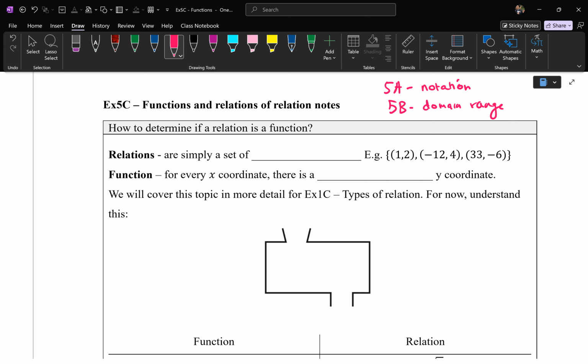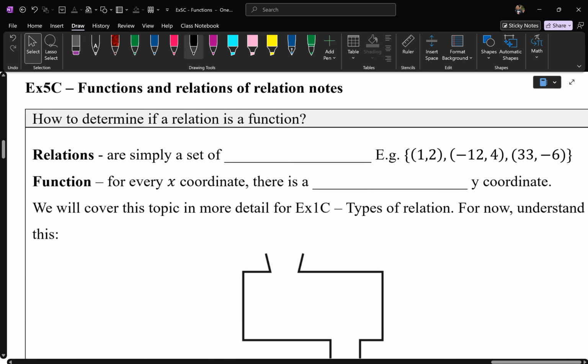But the best way to explain it is with graphs, and 5C and 5D has graphs. So I'm going to combine your understanding of domain and range within 5C and 5D. Okay? And then if you need extra practice, we can then look back at that exercise. All right? Let's have a look now. 5A, 5B is partially done.